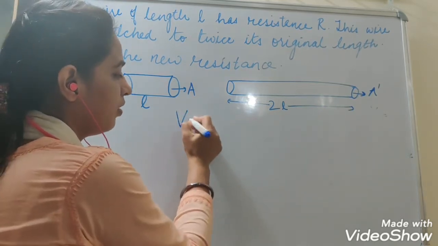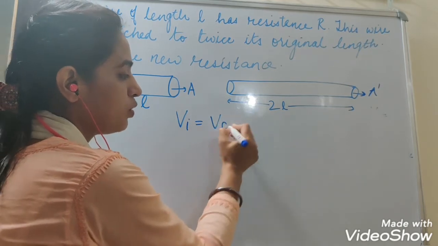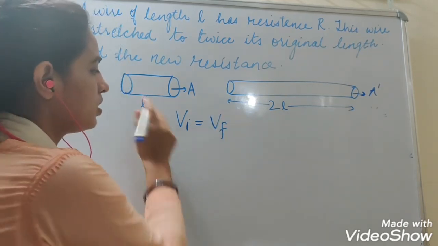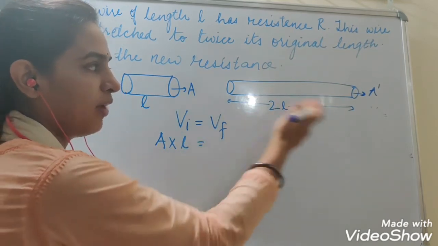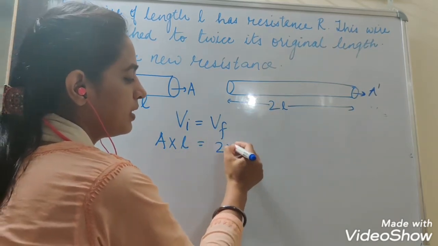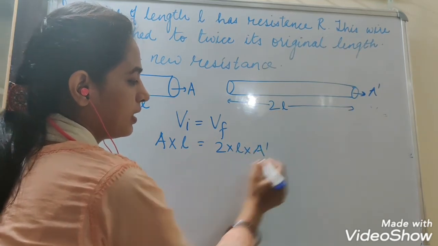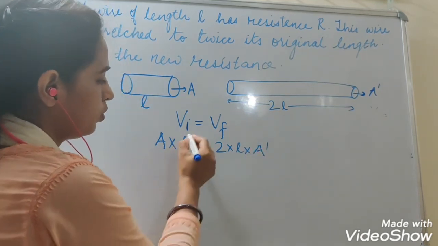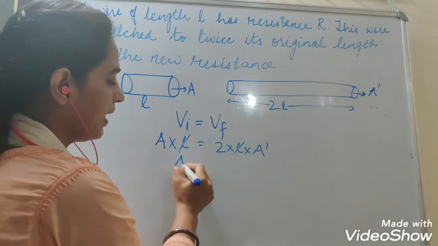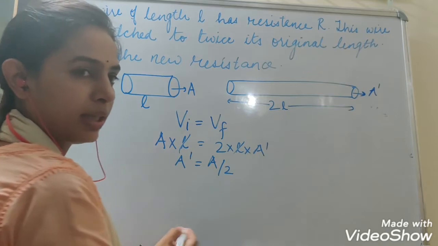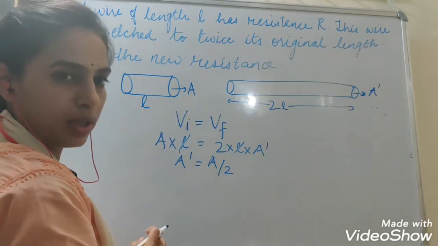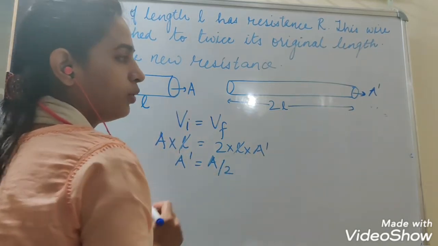We can write initial volume is equal to final volume. What is the initial volume? A into L was the initial volume, and final volume is twice L into A dash. So what happens to A dash? Now the new cross-sectional area becomes A by 2. That is, the original cross-sectional area is reduced to half.